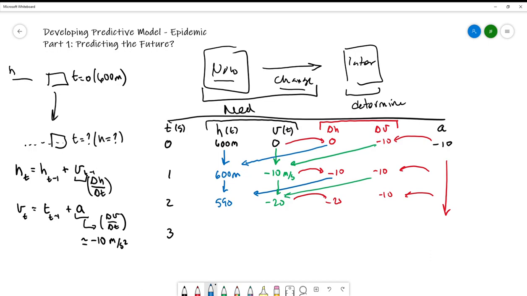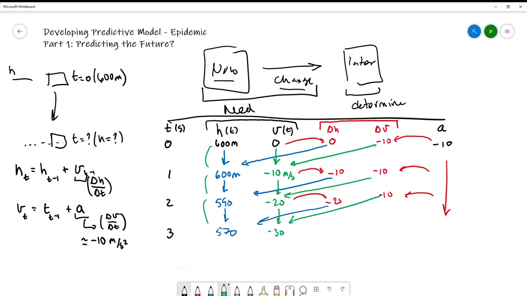So now at time 3, it starts at 590. It drops by 20 meters. So this becomes 570. The new velocity becomes minus 30. And you can see the effect of accelerating toward the ground, making an increased velocity, so the amount by which it drops every single time increases by a little bit as it accelerates and eventually will hit the ground. So it's a trivial simulation.